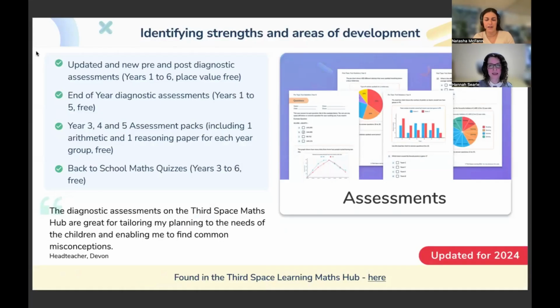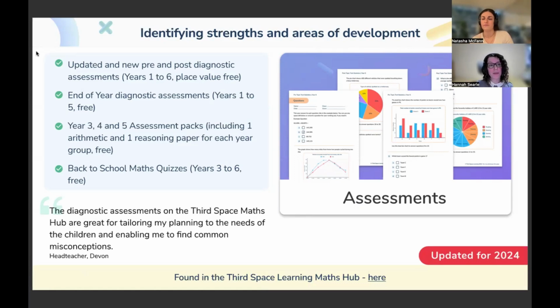What do we have in terms of diagnostic assessments? So we have a load of assessments on the Maths Hub. Please do go and have a look because I'm not going to go through all of them, because we just have so many. I really wanted to focus on our actual diagnostic assessments, and that's because these have been updated this year. We've had them for a long time, but now they are completely updated. We've added a load of brand new ones to the Maths Hub as well.